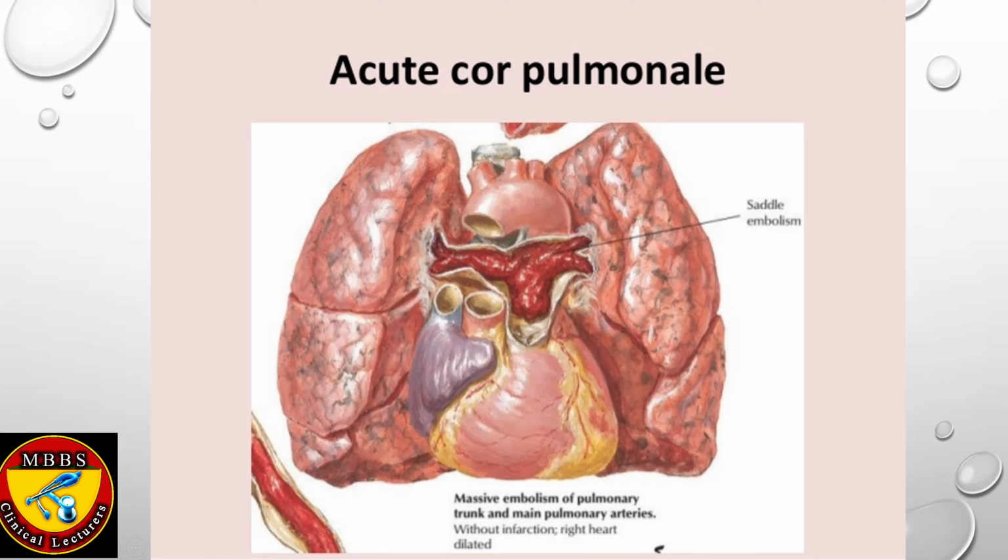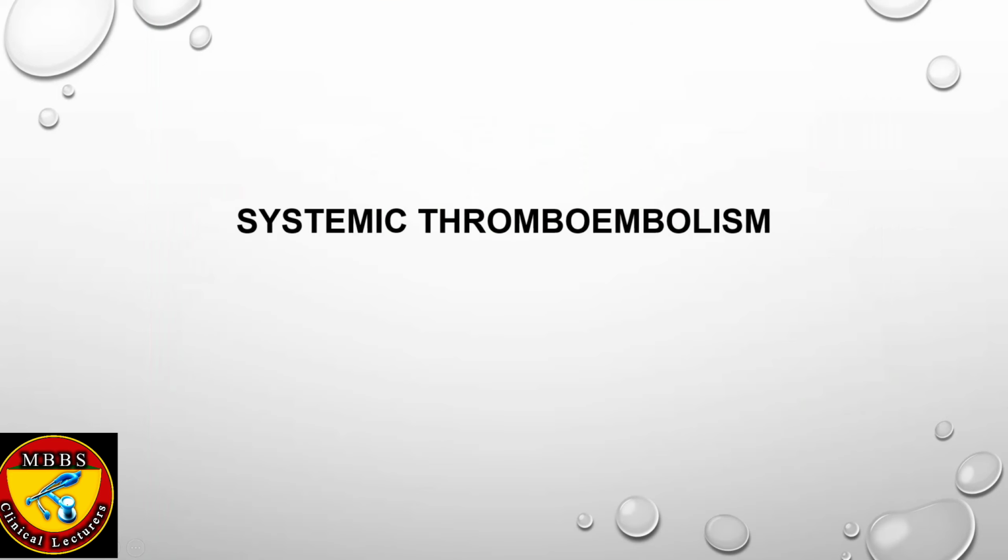You can see again here a saddle embolus obstructing the bifurcation of the pulmonary artery, and this is causing dilatation of the right heart and right heart failure, which is termed acute cor pulmonale.